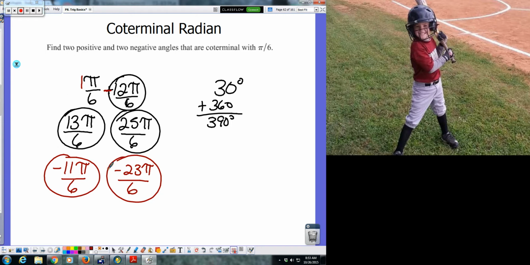If you want to check me, 13 pi over 6, that's 13 30s, will be your 390. If you did 25 pi over 6, that'd be 25 30s, which is 750, which is what you would get if you added 360 again. The only thing with changing it to degrees and doing these with degrees is you're going to have to take a number like 750 and change that back to radians. That's not as fun.